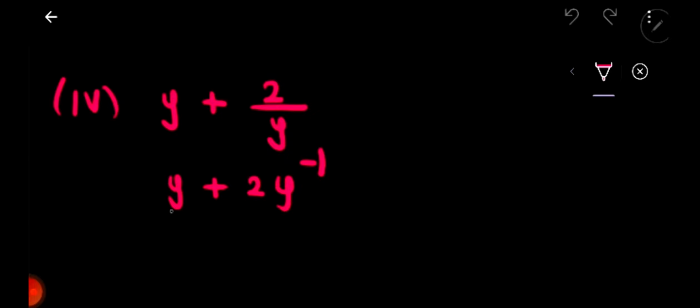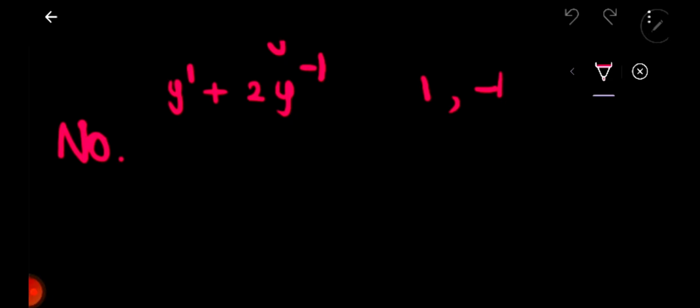And check the powers. The power of the first term is 1, and the power of the second term is minus 1. So the powers are 1 and minus 1. Is minus 1 a whole number? No, minus 1 is not a whole number. Whole numbers are 0, 1, 2, 3, 4, 5, 6, and so on, only 0 and the positive numbers. So that's why, since minus 1 is a power, this expression is not a polynomial.